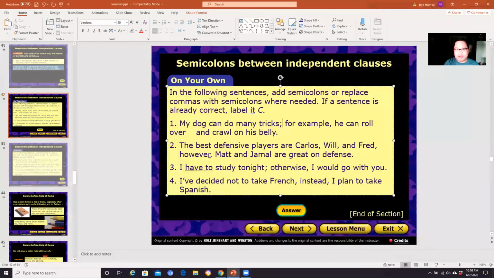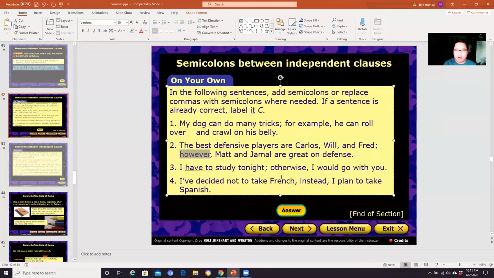My best defensive players are Carlos, Will, and Fred. Okay. Now, the comma here, is it necessary or not? If your answer is it's not necessary, good job. So we replace it with a semicolon. However, okay, this is a transitional phrase. However, okay, Matt and Jamal are great on defense. Number 3, I have to study tonight. Otherwise, I would go with you. If your answer is C, which means correct, good job.